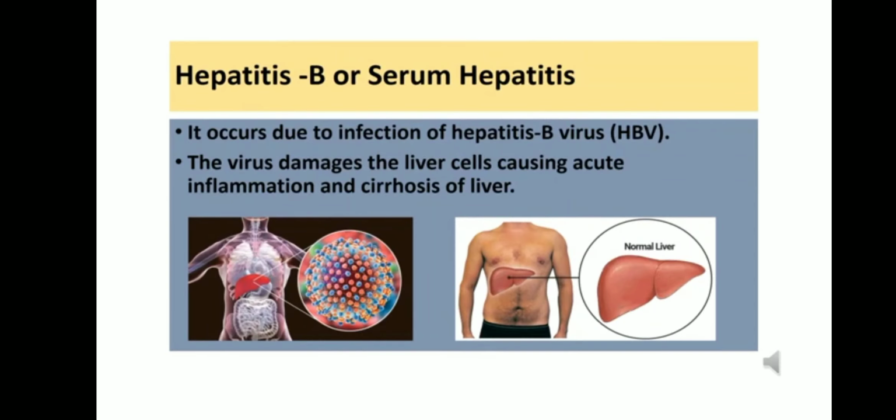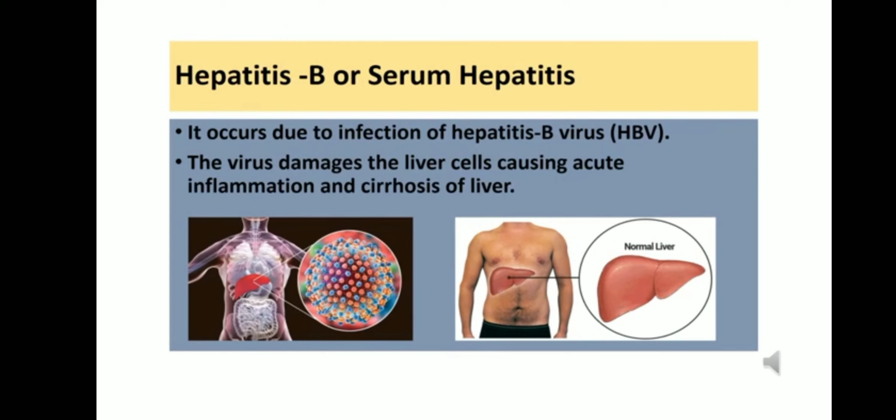Next, let's see about Hepatitis B or serum hepatitis. This also comes under sexually transmitted disease only. It occurs due to the infection of hepatitis B virus. That's why we say it as HBV. The virus damages the liver cells, causing acute inflammation and cirrhosis of the liver, swelling of the liver, inflammation as well as swelling of the liver.